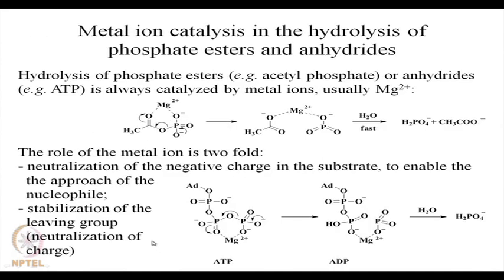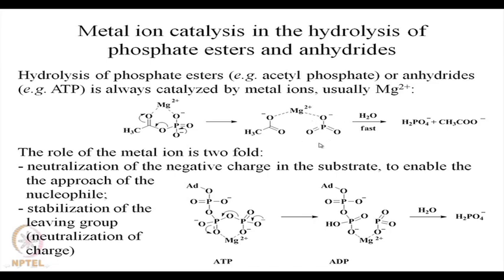Next, metal ion catalysis in hydrolysis of phosphate esters and anhydrides. Hydrolysis of phosphate esters, as for example acetyl phosphate, or anhydrides like ATP, is always catalyzed by metal ions, usually Mg2+. You see, this is the scheme, that Mg2+ makes a bond between this one and that one. Like the other case I talked about, where in one case it is keto and in another it is carboxylate, here it is phosphate. So, bond formation and then subsequent reactions will give rise to H2PO4- and CH3COO- in the presence of Mg2+.